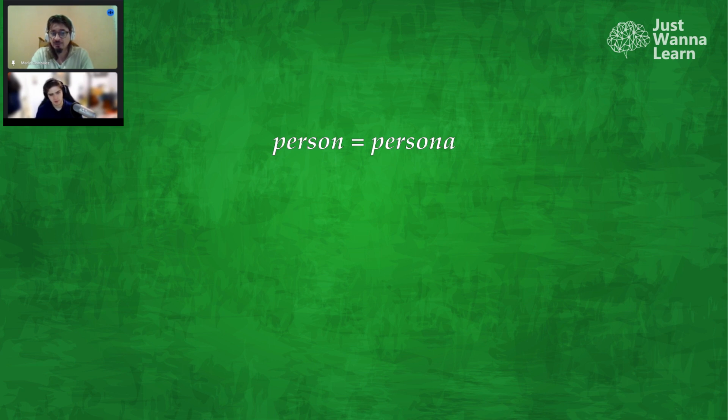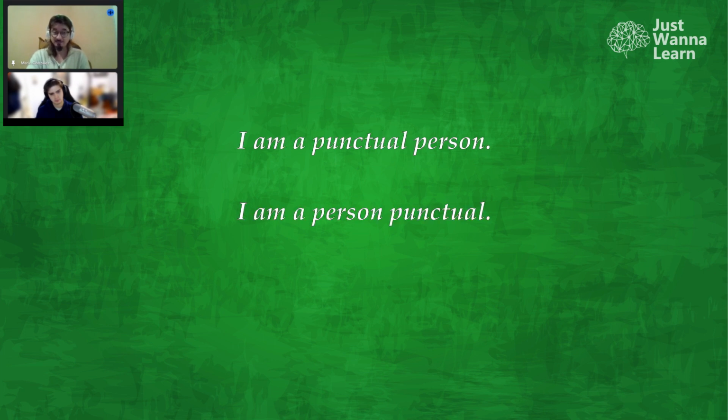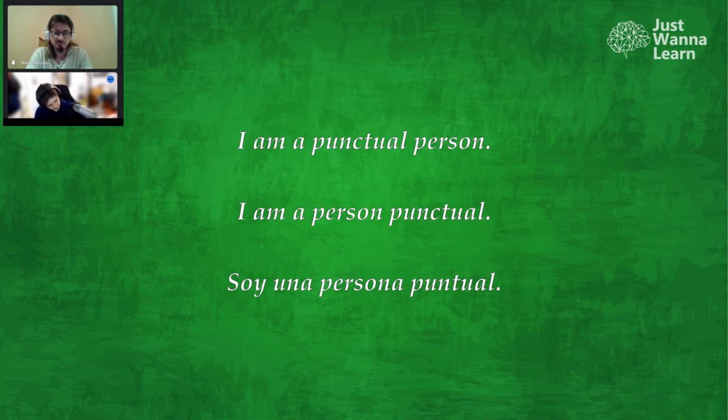Now, this is a feminine noun. So how would you say a person? Una persona. Now, in English, you would say a punctual person, and you're placing the adjective before the noun. But in Spanish, we do the opposite. In Spanish, you would say, I am a person punctual. So, how would you say, I am a punctual person? Soy una persona puntual. Perfecto.